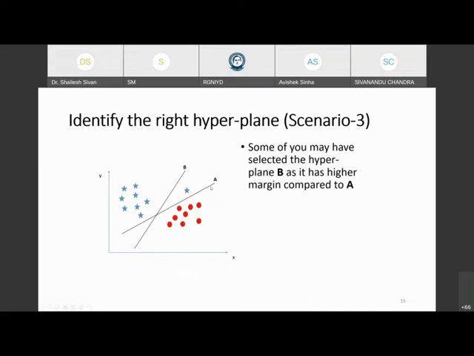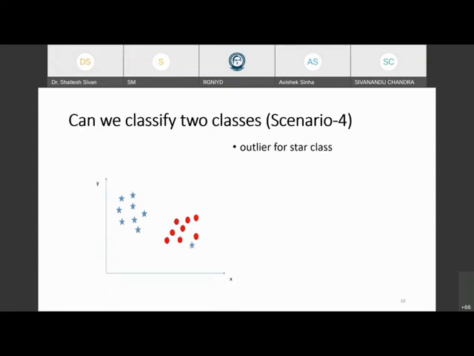A or B? A is the better hyperplane, even though B has a higher margin. A separates these two groups of objects properly, right? Because in B, there is a misclassification. So we have to choose the hyperplane A, which gives the proper classification, even if it does not have as much marginal distance.